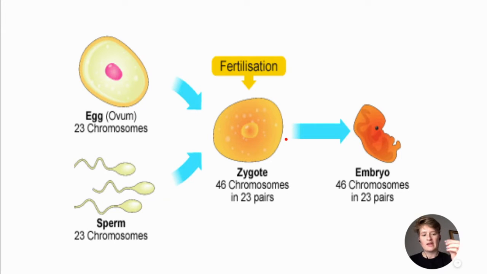So when an egg and a sperm come together, they create a zygote. That is a fertilized egg. That zygote will then go through cellular division, and those cells will multiply until it is an embryo. An embryo is like a baby that's not fully developed yet.